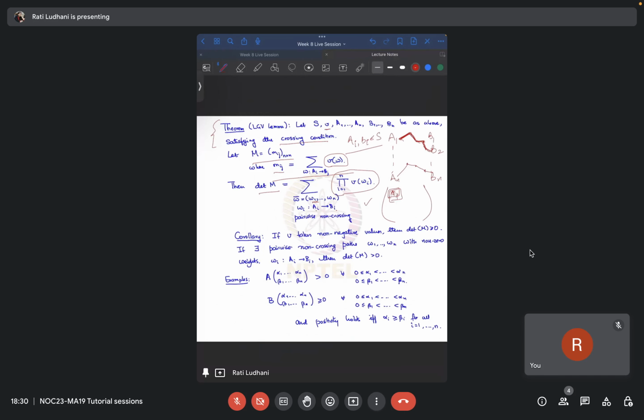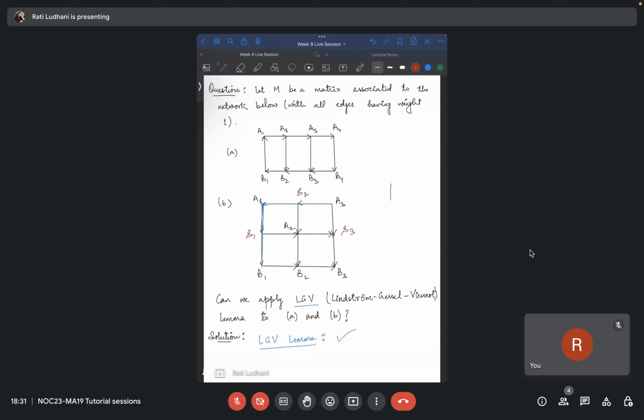Ma'am, isn't one condition to apply the LGV lemma that the graph needs to be acyclic? Yes, you can check that. Is this cyclic or not? Basically, there should be no cycles. Here we find the paths, and the paths are only of three types, and it is acyclic. There is no cycle, right? Yes, there is no cycle.